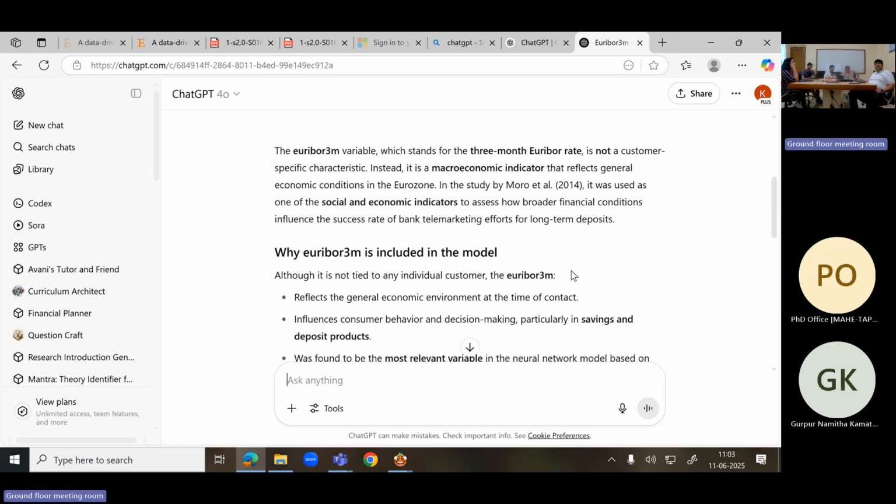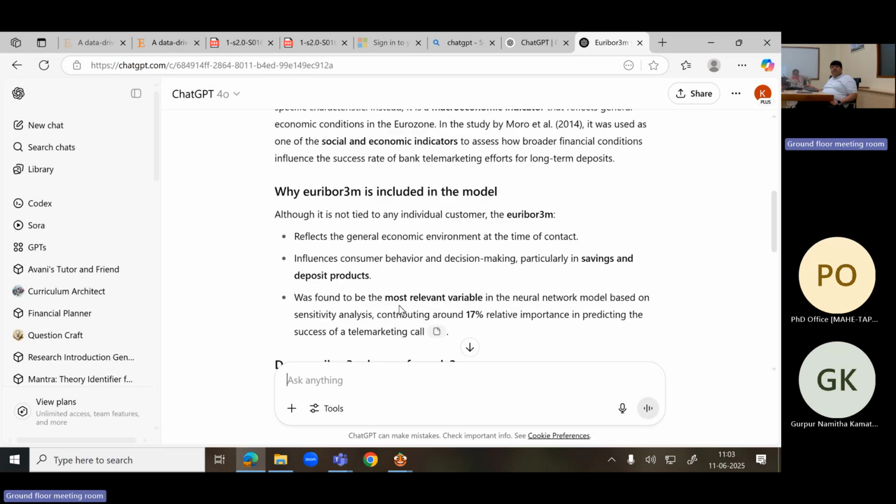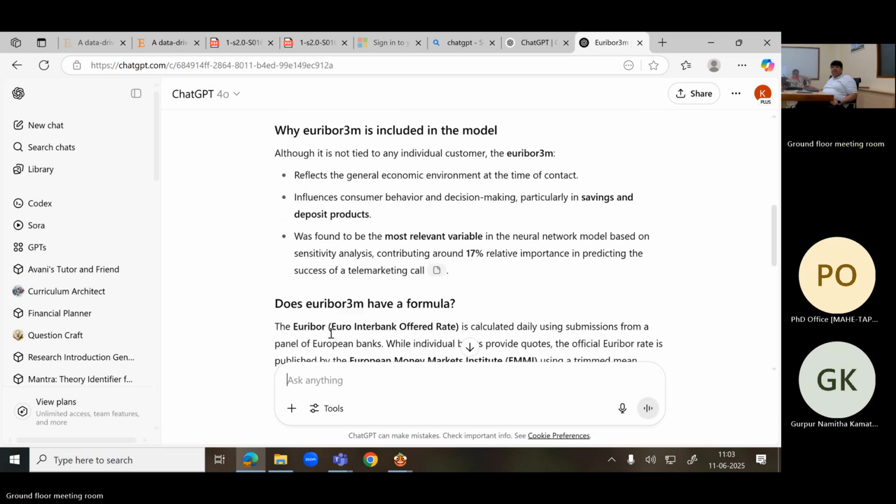Saying Euribor 3M is not a customer-specific characteristic. Instead it's a macro variable that reflects general economic conditions in the Eurozone. In the study by Moro et al., it was used as one of the social and economic indicators to assess how broader financial conditions influence the success rate of bank marketing for long-term deposits. Although it is not tied to an individual customer, Euribor 3M reflects the general economic environment at the time of contact and influences consumer behavior and decision making, particularly in savings and deposits.